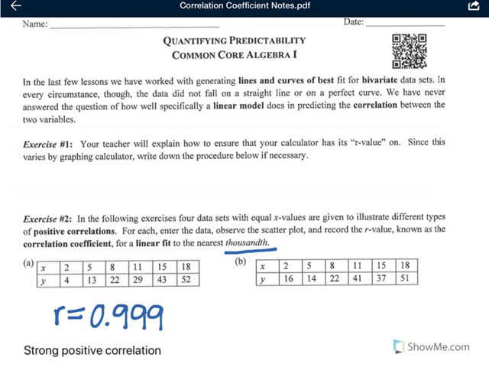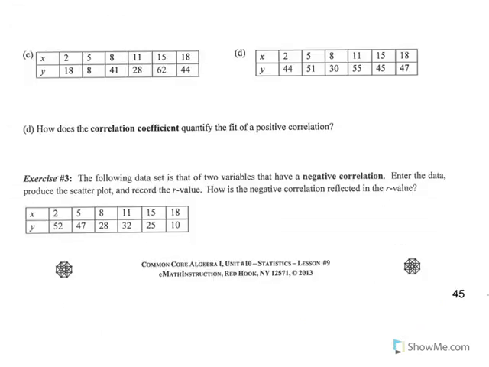Now, part B, when we type these values in, we're going to get an R value of 0.957. And this one is also a strong positive correlation. It's obviously not as strong as the first one, but it's still very strong. And when you look at the scatter plot, it's going to look like a pretty close to straight line with your dots lining up. Okay, on to part C and D.